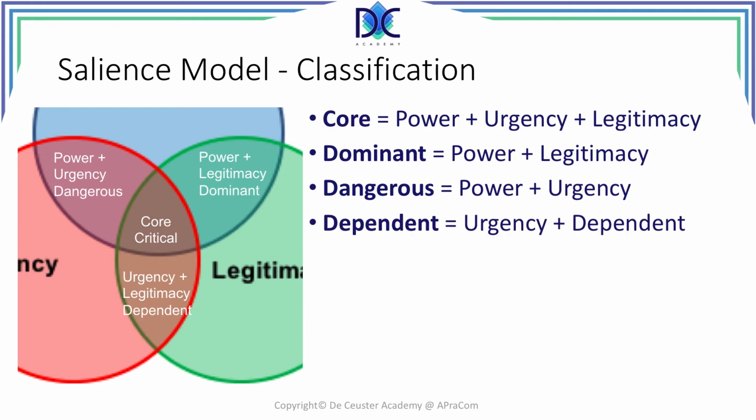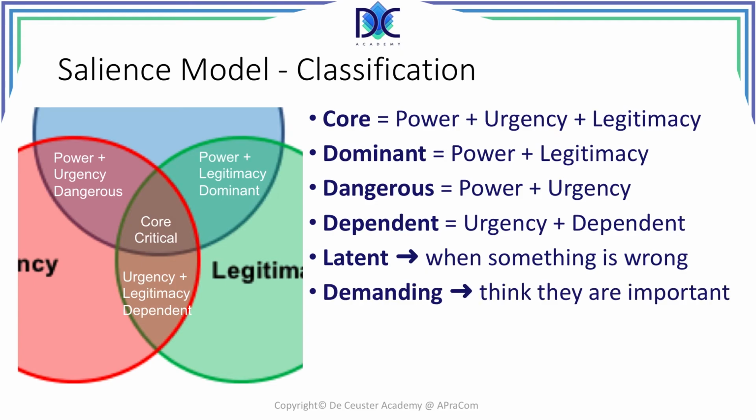There are the dependent stakeholders, when there is urgency and legitimacy. There are the latent stakeholders, who are in fact reacting when something is wrong. You don't hear about them, but suddenly something is going wrong, and then they are there with all kinds of comments and questions. There are the demanding stakeholders, typically people who think they are important, they want to be known, but in many cases they are not really the people that you have to take care of.